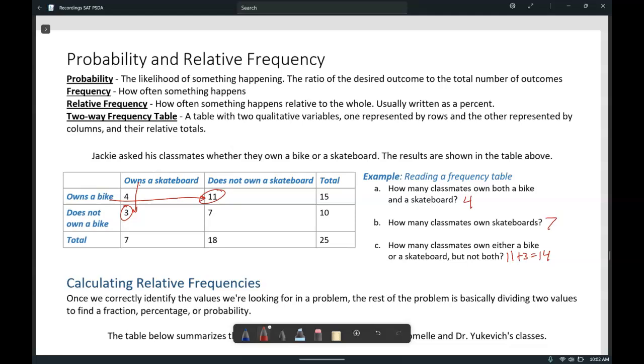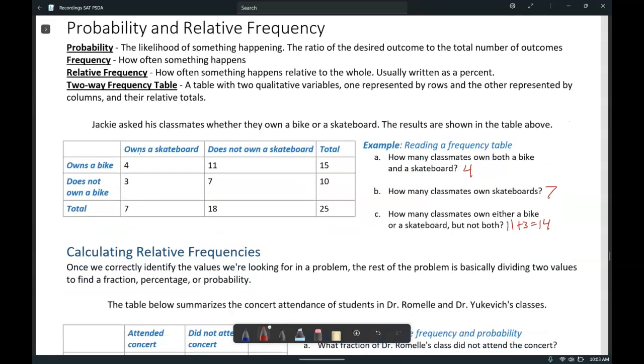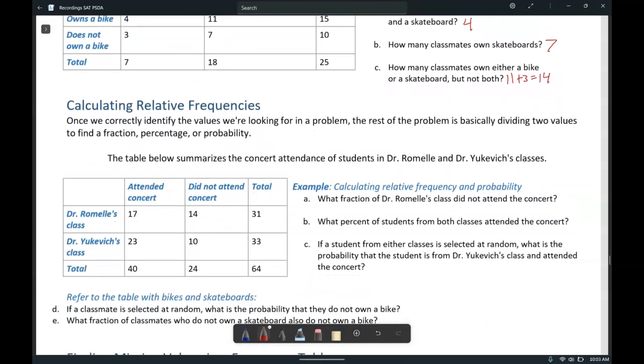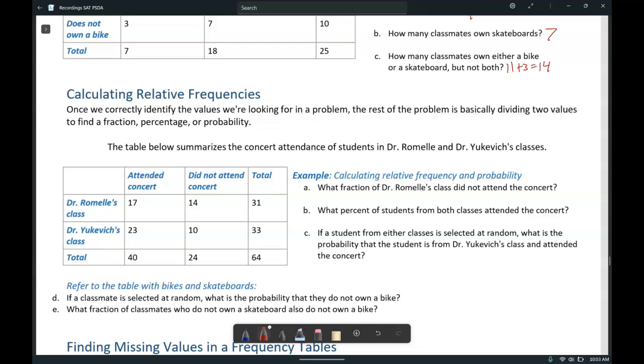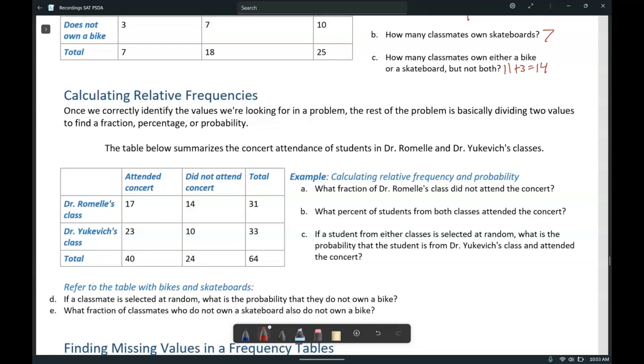And there are other ways that we can analyze this frequency distribution, but that's the basics of how we can read and interpret each individual cell. Well, how do we calculate relative frequencies? Once we can correctly identify the values we're looking for, the rest of it is just dividing two values to find a fraction, a percent, or a probability.